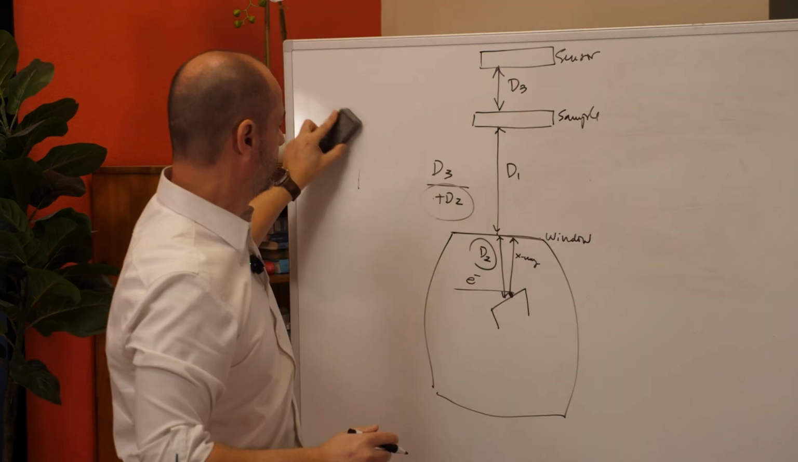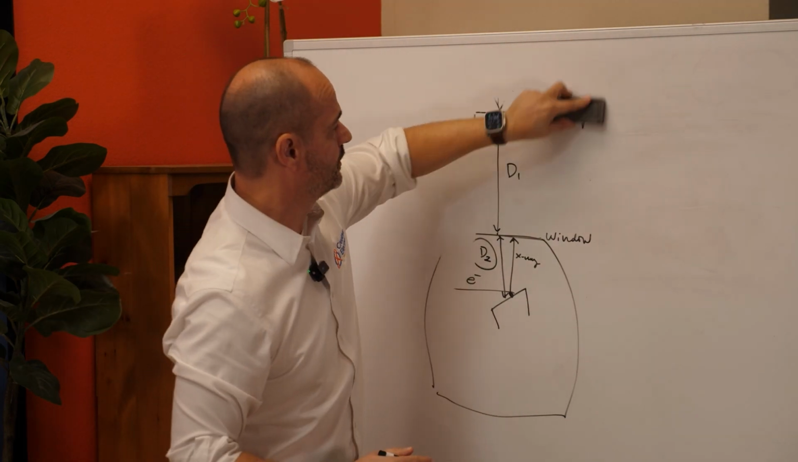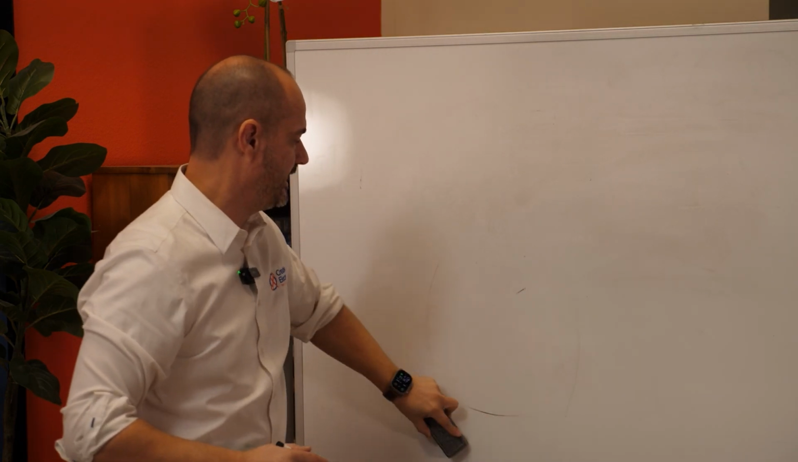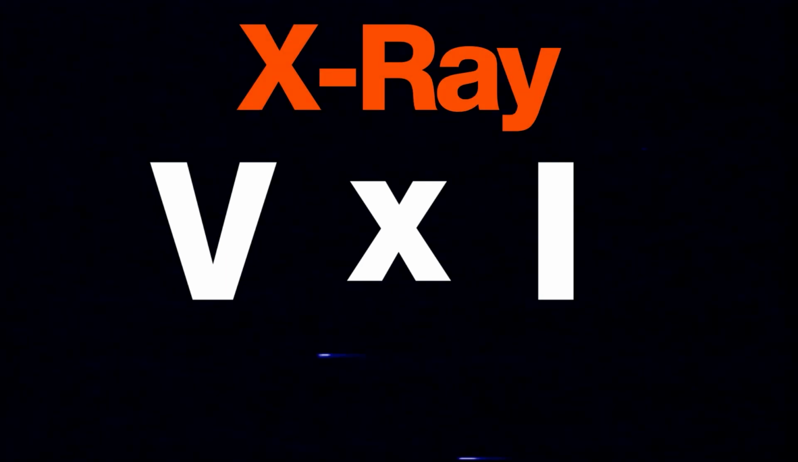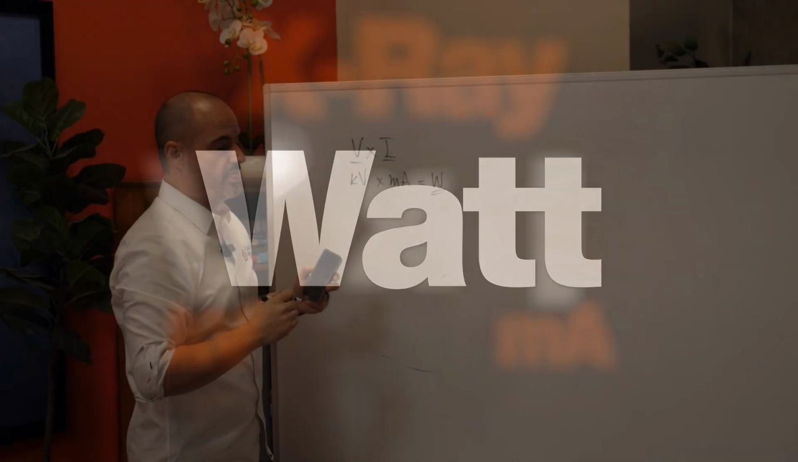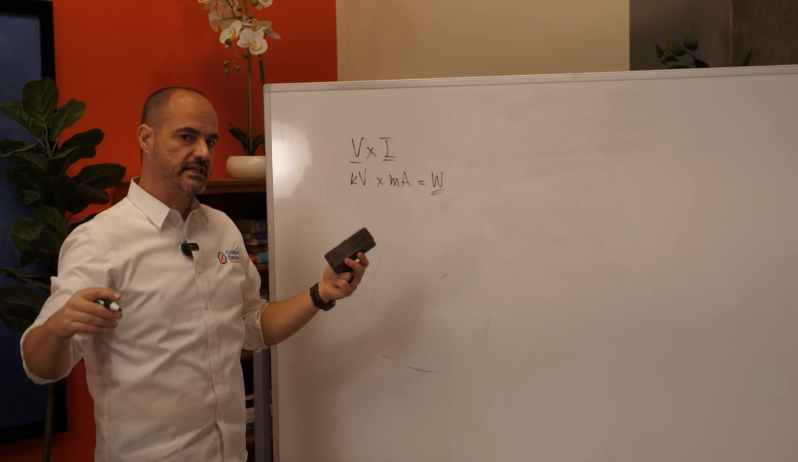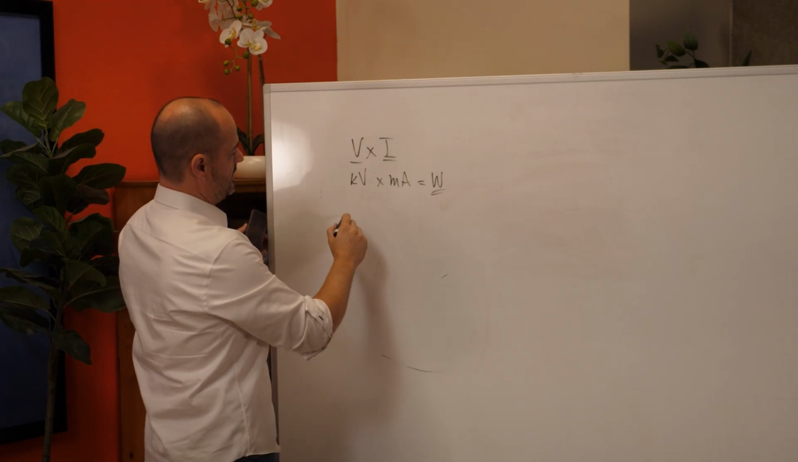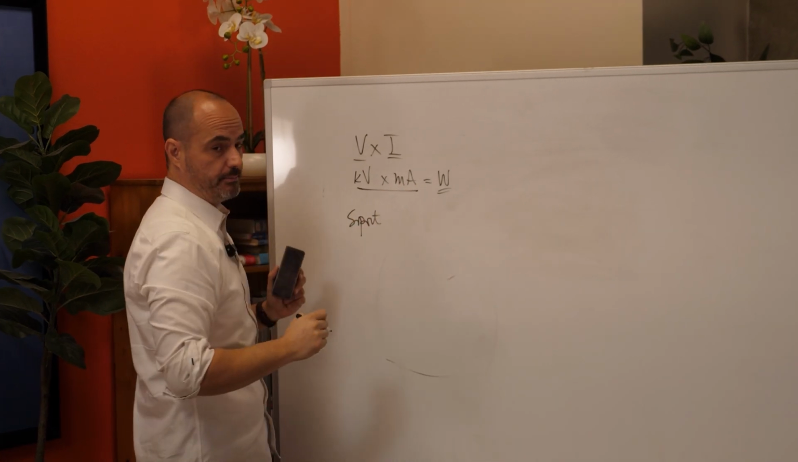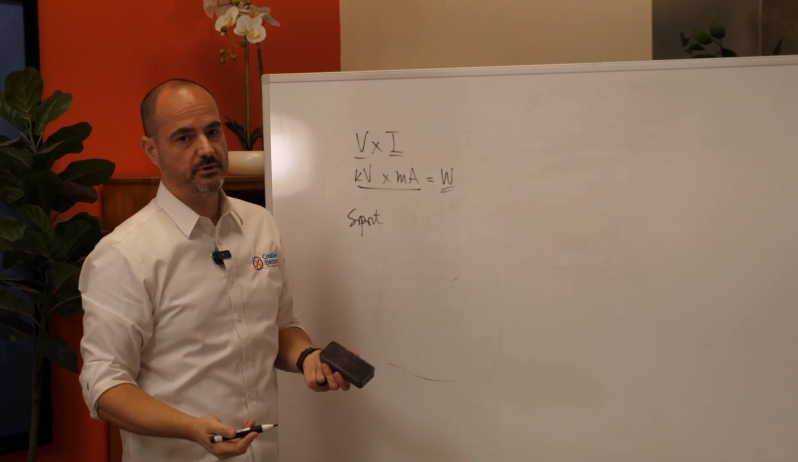The third parameter I want to talk to you guys about today is power of the X-ray tube. Power, as you know, is defined as voltage times current. In X-ray source terms, voltage is in kV and current is in mA, and the result here is watts. Now, the higher the power, if everything is kept the same, in other words, if the spot size of the source is the same, the higher the power of the X-ray tube, the more money it's going to cost.